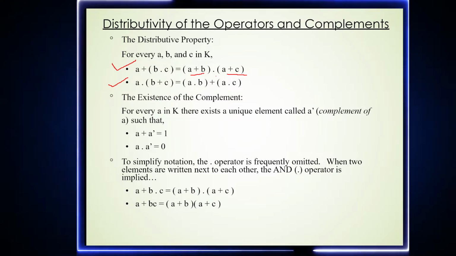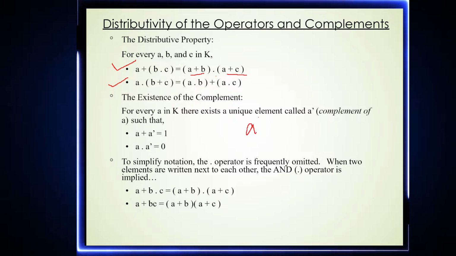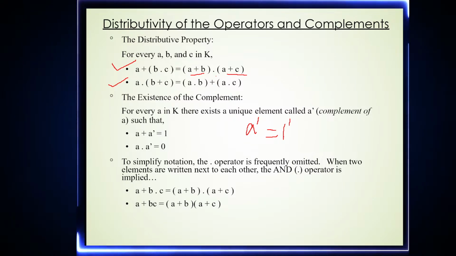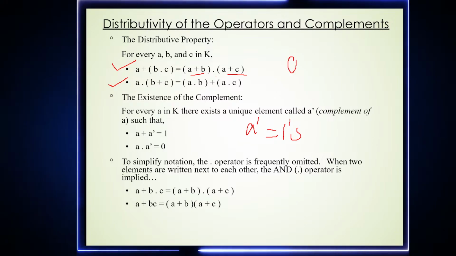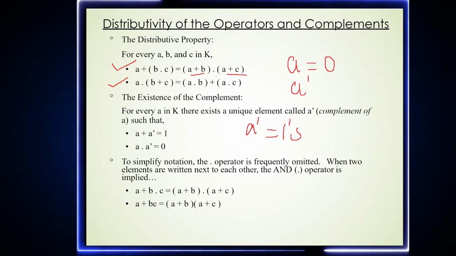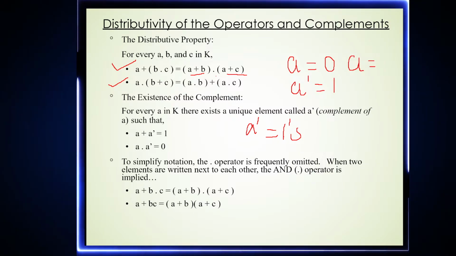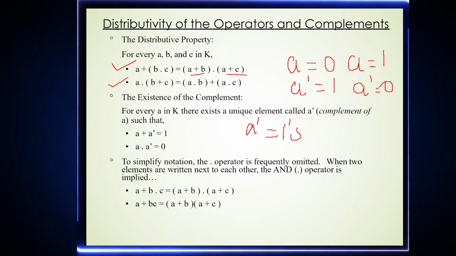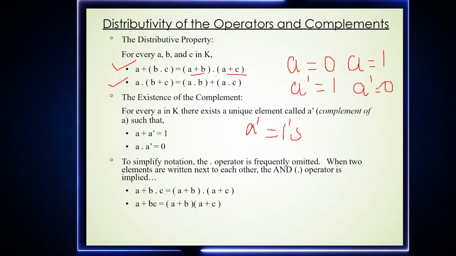Now next thing is the complement of A. Complement, as we've already seen, is nothing but one's complement. So when we say complement, you just invert it. If the value of A is 0, then A's complement will be 1. Similarly, if A is equal to 1, then A's complement equals 0. This is very simple to understand.